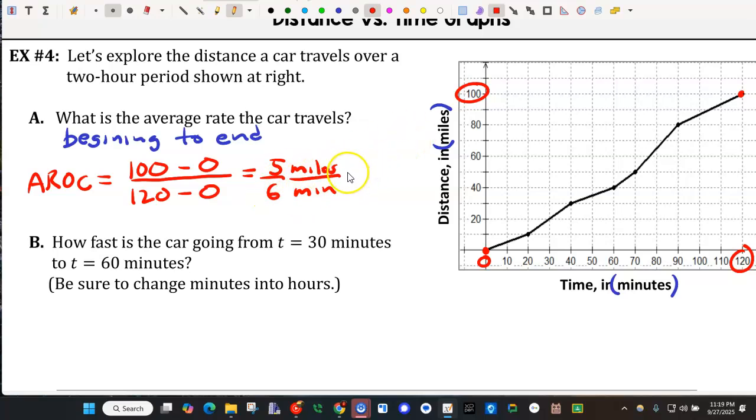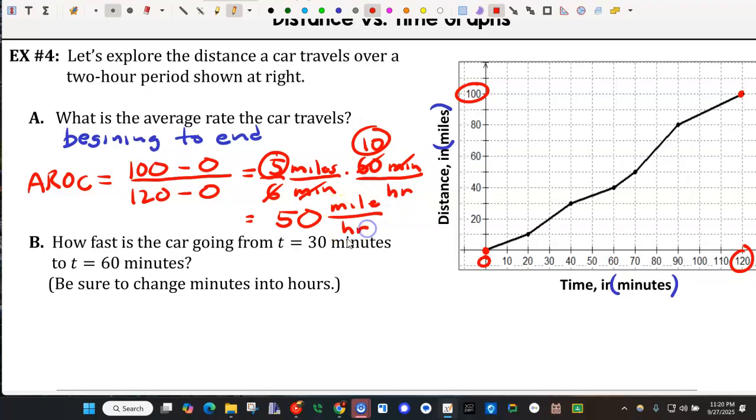So that's why I want to convert this, multiplying by 60 minutes in 1 hour. I'm just converting the minutes into hours. So when I cancel this, the minutes cancel out, and 6 goes into 60 10 times. So I have 5 times 10, and that's miles per hour now. So I converted it to something that's a little more realistic. Miles per hour, or mph.